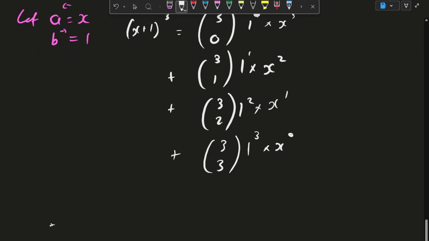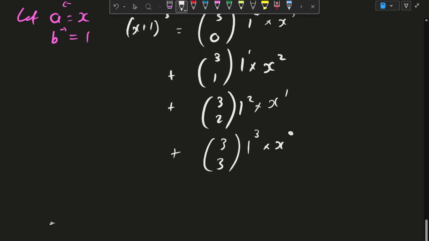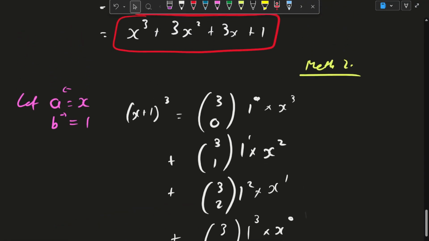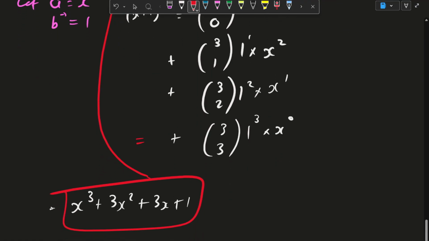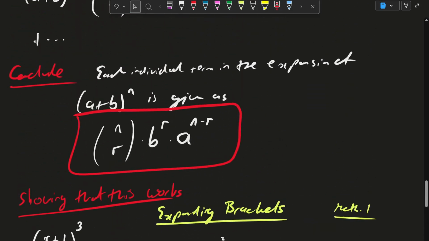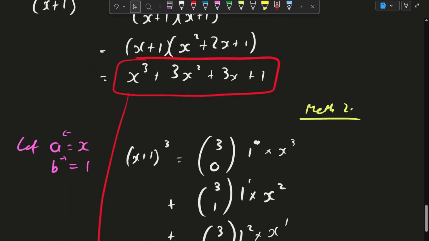So if you were to work out all the binomial coefficients, you would get x cubed plus 3x squared plus 3x plus 1. Which is exactly the same as our result from before. So even with this relatively simple example, it does show that this formula does work. And I will show you a slightly more complicated example in the next video.